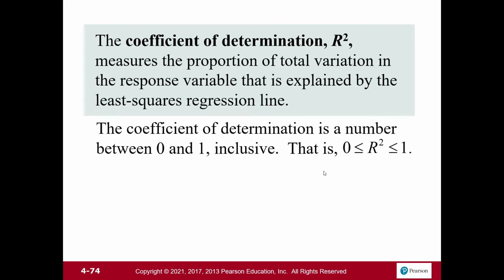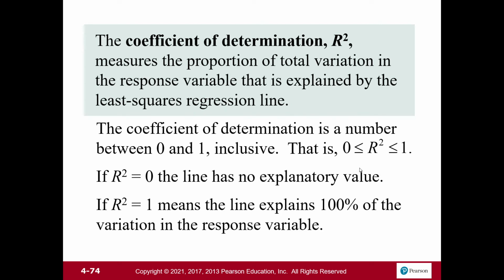It's actually a pretty deep statement. It says a lot. The coefficient of determination is a number between 0 and 1 inclusive. Alright, so sometimes what we do is convert it into a percentage. If R squared is 1, then that basically means that 100% of the time the line explains variation in the response variable.